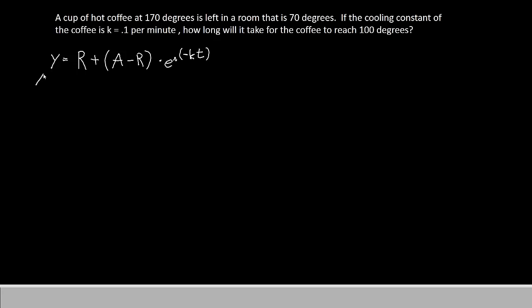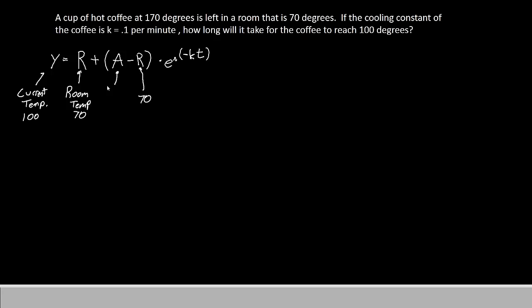Let's start with y. y represents the current temperature. Now we are trying to find how long it takes for the coffee to reach 100 degrees. We'll let that be the current temperature. Capital R represents the room temperature. The problem says that the cup of hot coffee was left in a room that's 70 degrees. We'll write that here, and we'll show this other R is also 70.